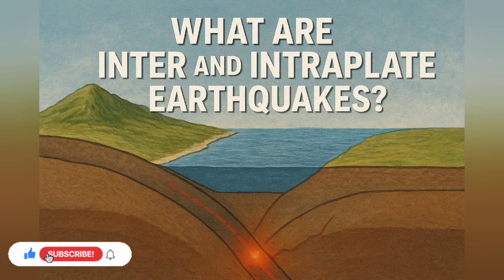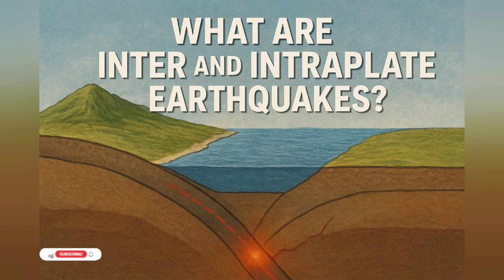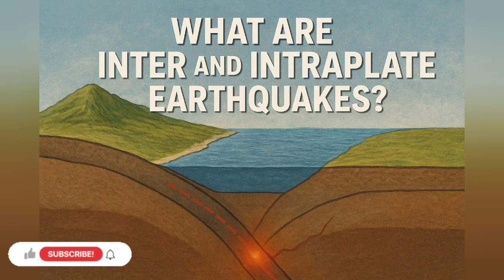Understanding Earth's dynamic structure. Before we explore interplate and intraplate earthquakes directly, it is essential to establish a foundation: how our planet is built and how it moves. Earth's outer shell, the lithosphere, is not a continuous, unbroken layer. Instead, it is divided into several massive pieces known as tectonic plates, rigid slabs of rock that float atop the softer, semi-fluid layer beneath called the asthenosphere.